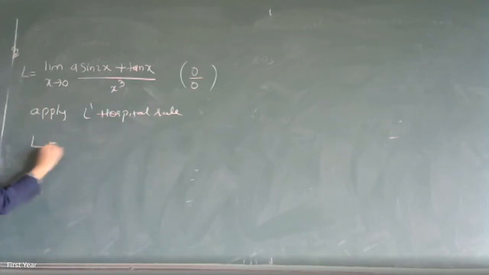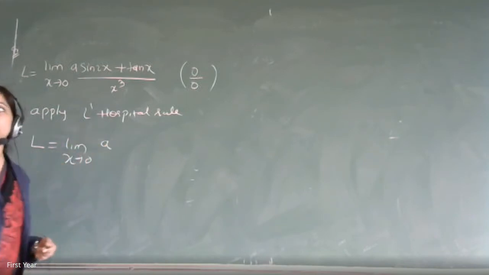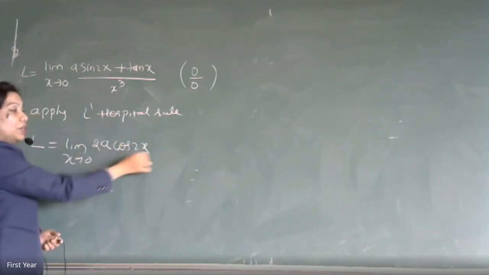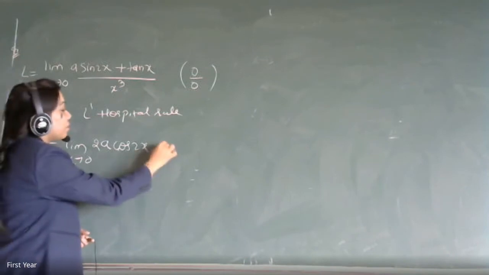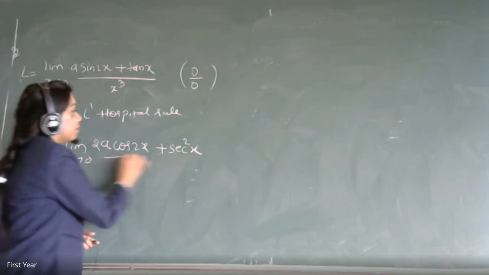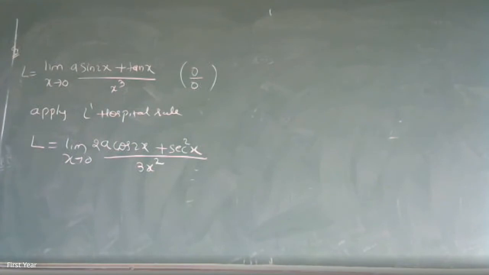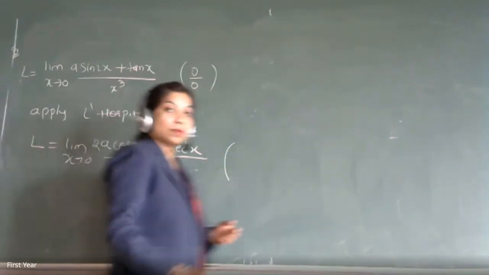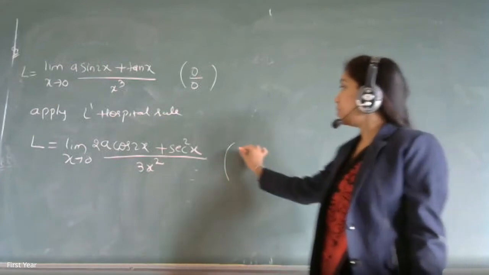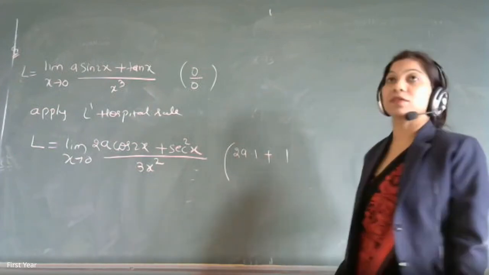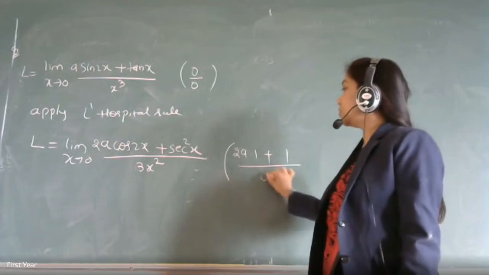So what we get is: limit as x tends to 0, derivative of the numerator. A as it is, A is the fixed constant which I want to find. Derivative of sin 2x is cos 2x into derivative of 2x, which is 2. What is the derivative of 10x? Divided by 3x square. Is it okay? Now put the value of x is equal to 0. Numerator is 2A, cos of 0 is 1, plus sec of 0 is also 1, divided by 0.